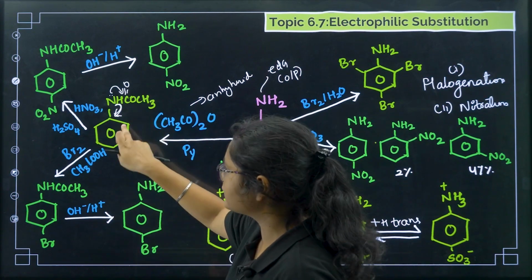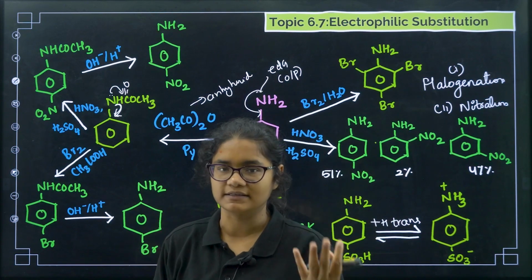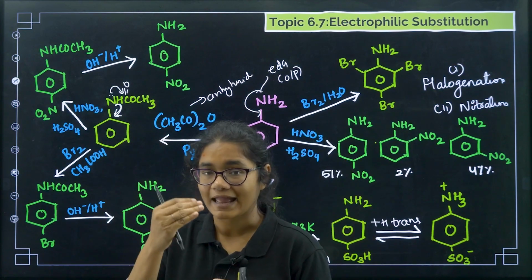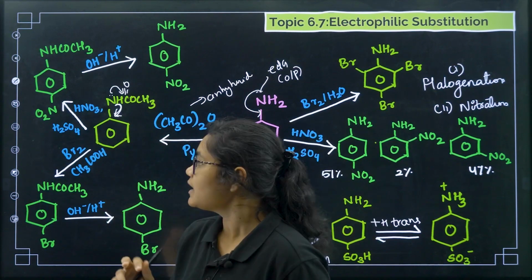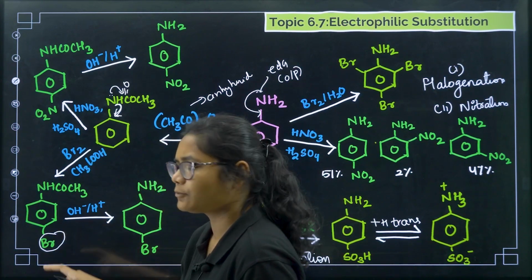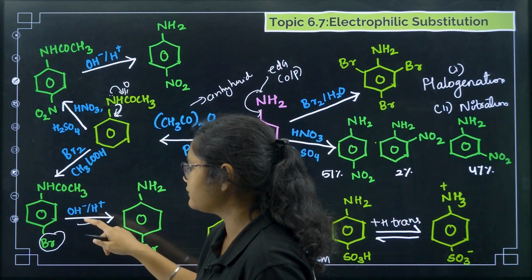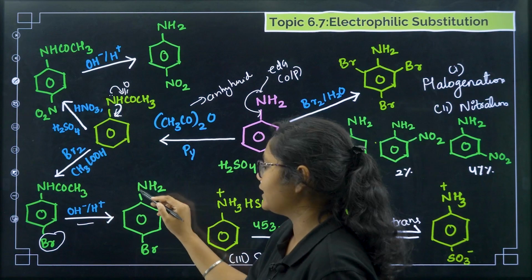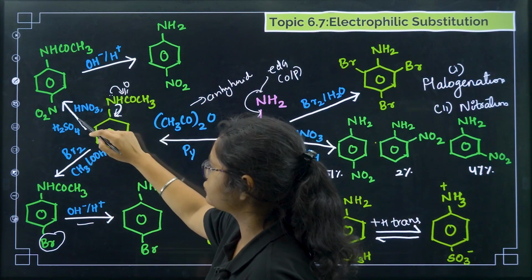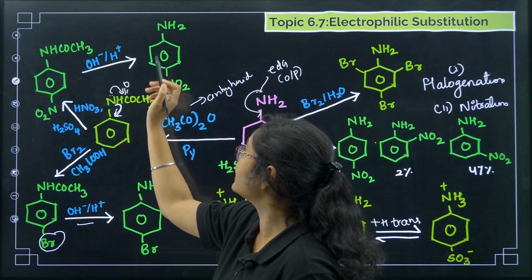Earlier it was 100% on this side, right? 100% it was undergoing resonance here. So the ring electron density was increasing. But now the electron sometimes moves there, sometimes moves here. So that is why the activation of the benzene ring has now decreased. Now if you do halogenation, if you add bromine, you will get only the para product as the major product. Now to remove this NHCOCH3, just treat it with OH minus or H plus, and you will get NH2 back. Okay. Similarly from here, if you treat it with concentrated HNO3 and H2SO4, you will get only the para product. Again treat it with OH minus or H plus, and you will get the NH2 group back.